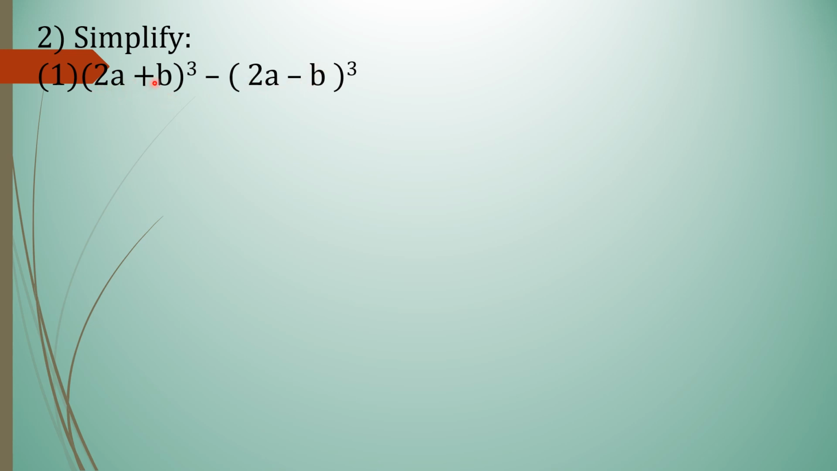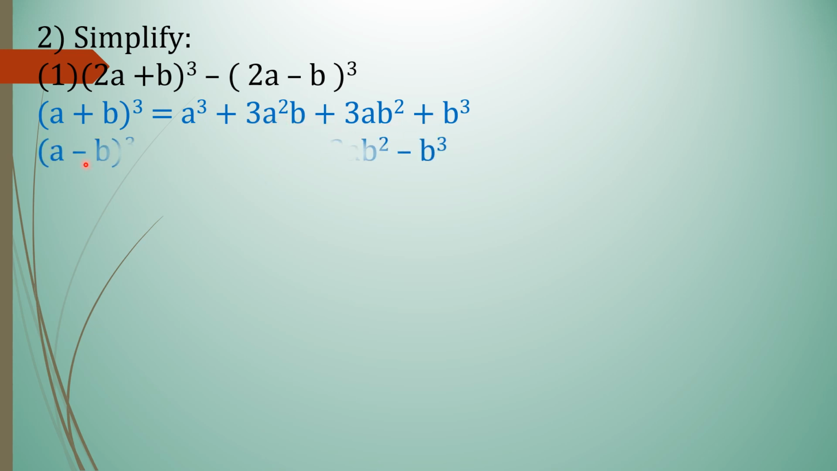That is, 2a plus b the whole cube will solve. 2a minus b the whole cube will solve it. Then we will merge both the answers. So it will become easy for us. So we'll use both the formulas, that is a plus b the whole cube, that is a cube plus 3a square b plus 3ab square plus b cube, and a minus b the whole cube equal to a cube minus 3a square b plus 3ab square minus b cube.